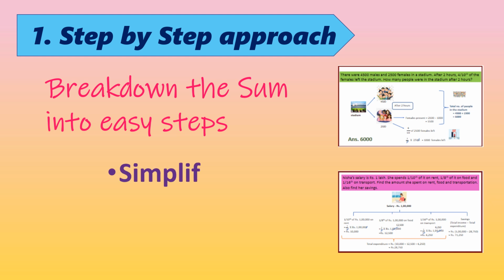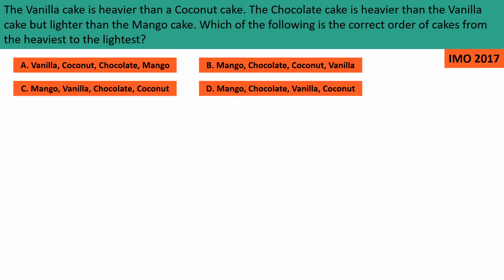This approach is based on three simple steps: simplify, arrange, and solve. Let's understand how to apply these steps with an example. The vanilla cake is heavier than a coconut cake. The chocolate cake is heavier than the vanilla cake but lighter than the mango cake. Which of the following is the correct order of cakes from the heaviest to the lightest?